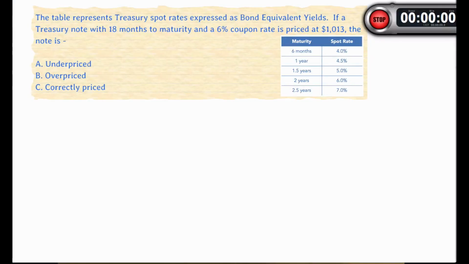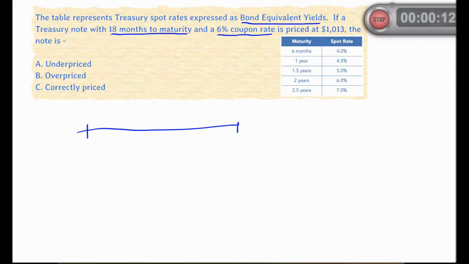Now, in this instance, we're asked to judge whether a bond is fairly priced, whether it's underpriced or overpriced. In order to do that, we're going to have to compute the present value of this bond based on its expected future cash flows, compare it to the market price of the bond, and then decide whether in comparison to the market price, the bond is under, over, or fairly priced.